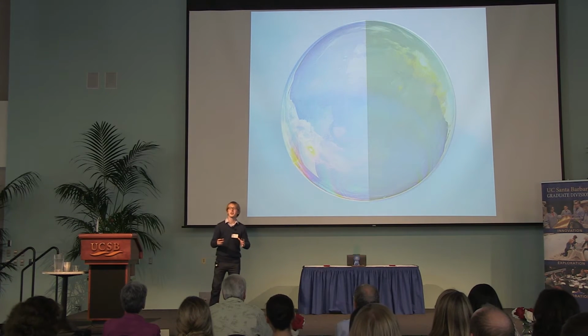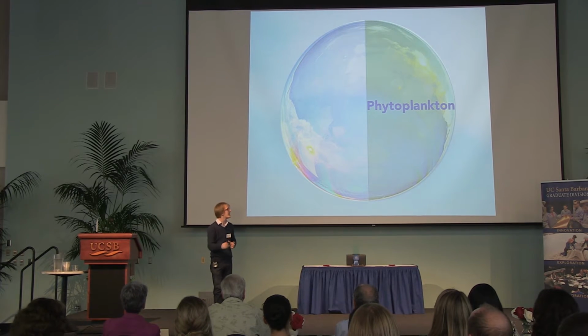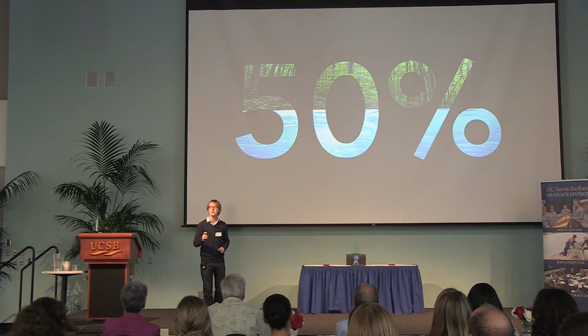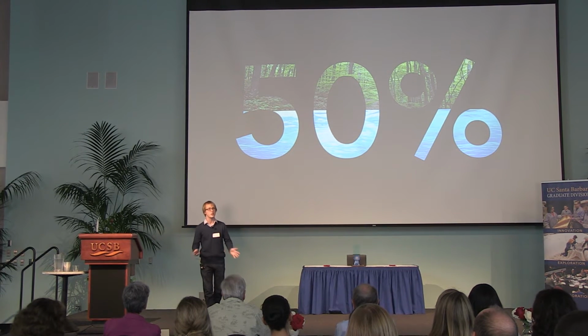Did you know that half the oxygen you just breathed in came from these microscopic plant cells in the ocean called phytoplankton? That means that 50% of all photosynthesis that happens on Earth occurs in these tiny plant cells floating around on the surface of the ocean.